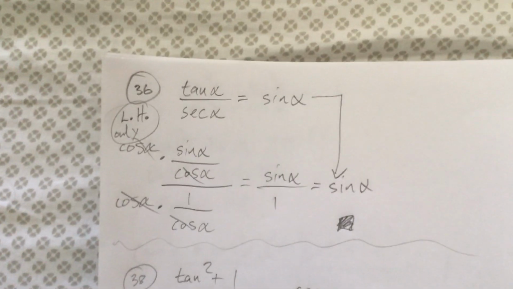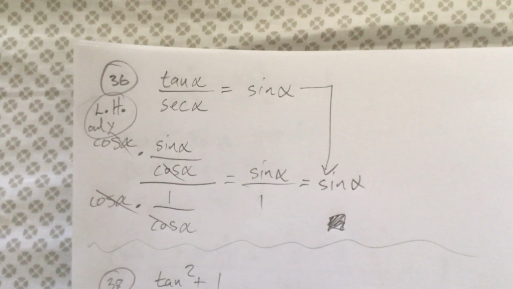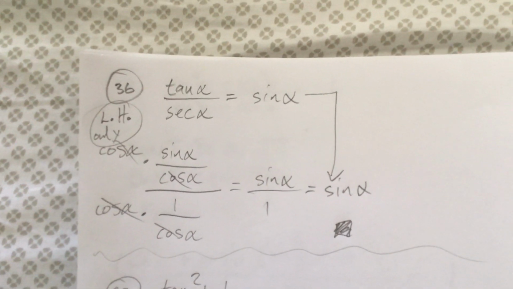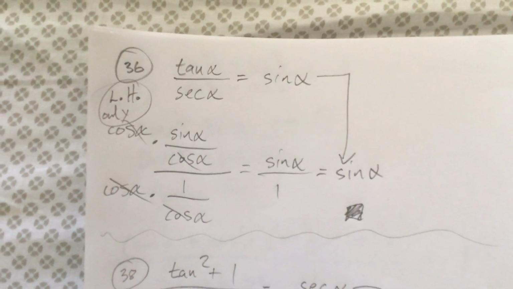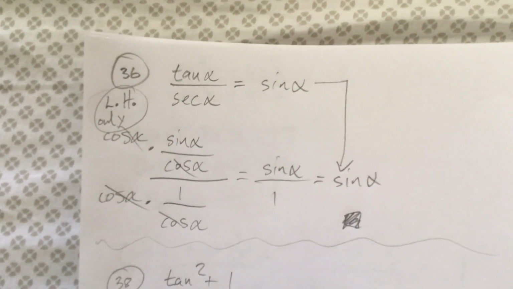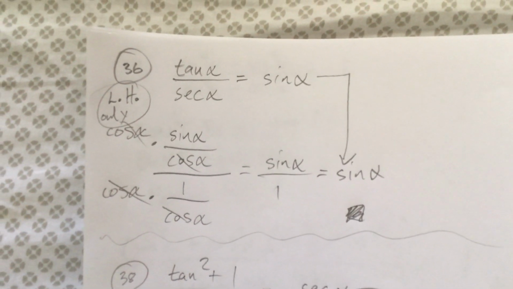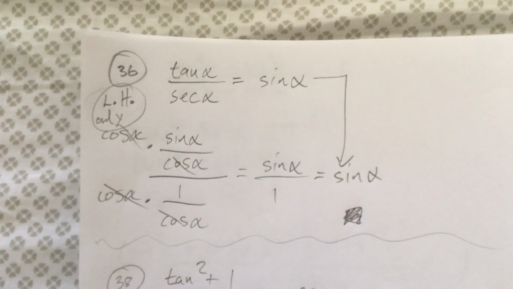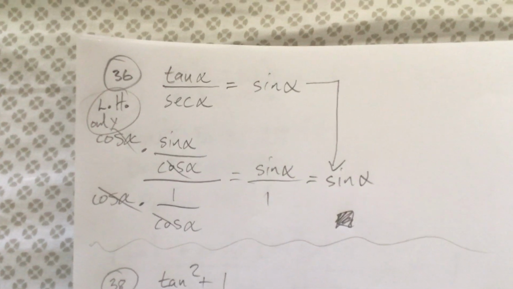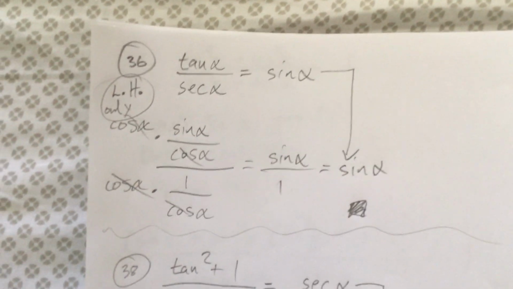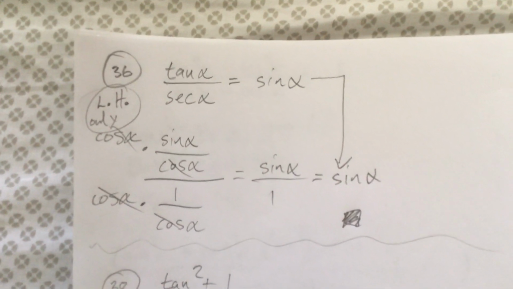Problem number 36. I wrote out my steps. I'm also going to walk you through this in the next video, but you could pause this, take a picture of it, and try to figure out what I did. But notice I have LH only. That means I only worked on the left-hand side. I left the right-hand side alone. When I make the left hand match the right hand, I draw a little box, I'm done.